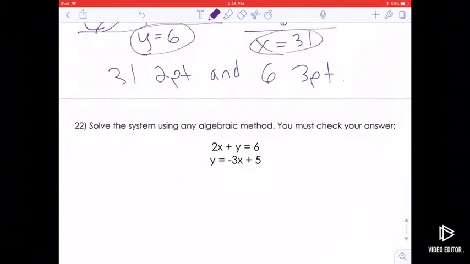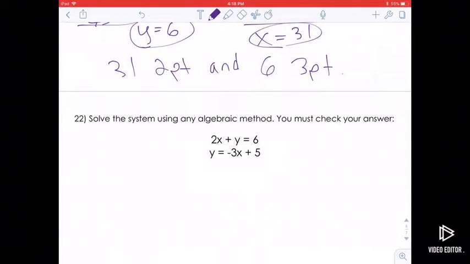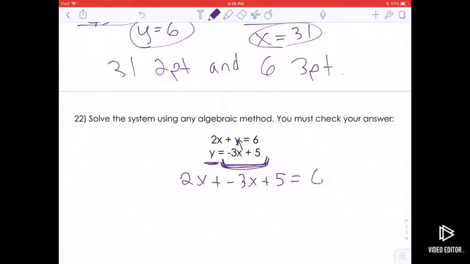Solve the system using any algebraic method. You must check your answer. This one makes the most sense to use substitution. They tell me that y equals negative 3x plus 5, so I'm going to substitute that in for y here. 2x plus negative 3x plus 5 equals 6. Using substitution, I've gotten rid of my y variable.